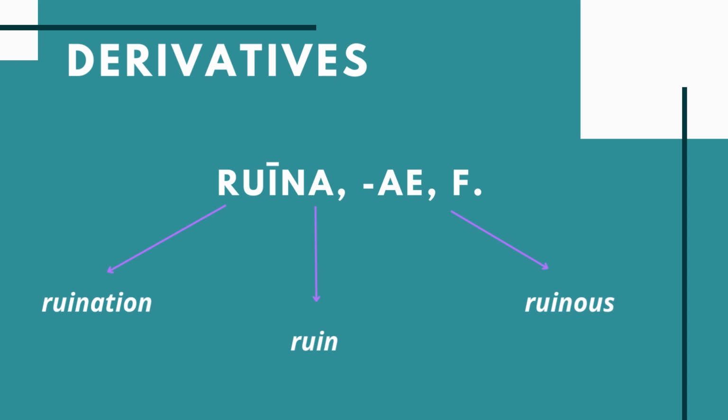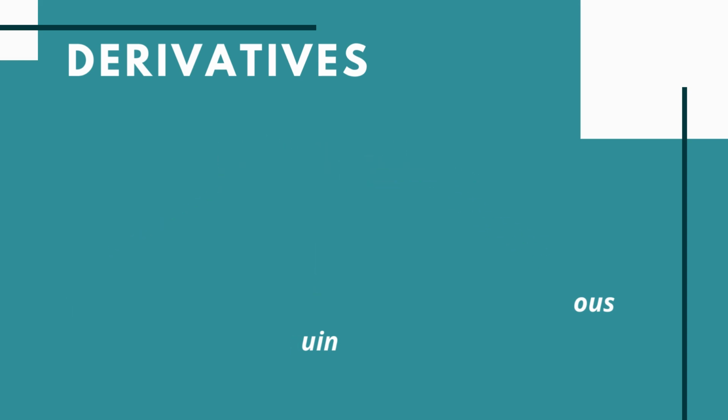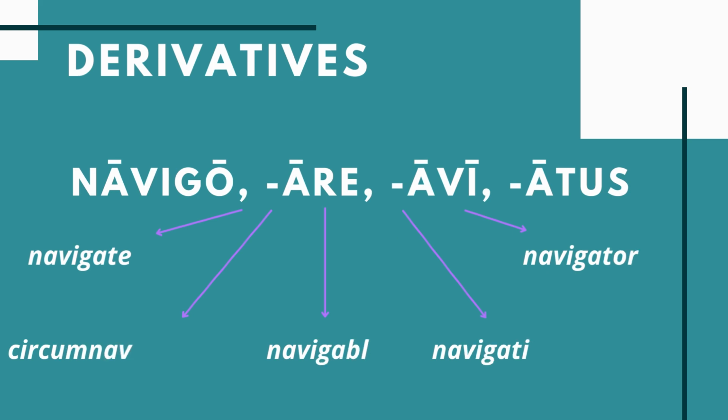Next, we have ruina, right, which literally means ruin in Latin. And this is where you get ruin in English, ruination, ruinous. They're all conveying the same idea, and they all have basically the same spelling too. Next, we have the verb navigare, which means to sail.